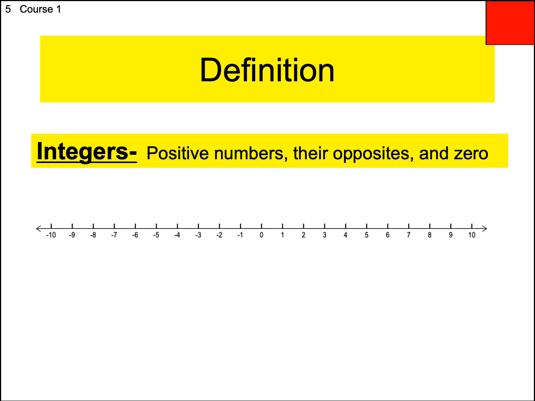The opposite of 2 is -2. So integers are the positive numbers, their opposites, and 0, because 0 is neither positive nor negative. So this chapter deals with integers. How do you add, subtract, and divide integers?